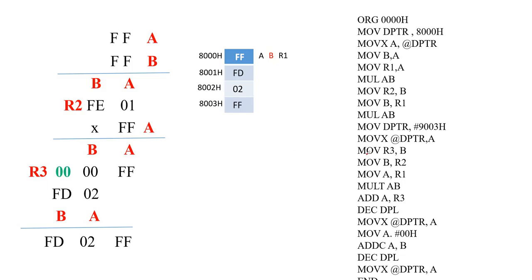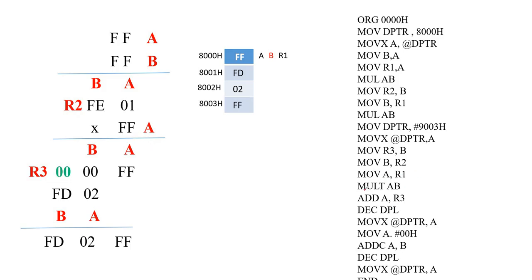So here we are using MOV R3, B. Okay, then we will move the contents of register R2 to B. That is, we want to move FE to B register. So for that we are using the instruction MOV B, R2. Okay, after that MOV A, R1. Okay, so A is having FF, we'll move it to R1. So now A is having FF and B is having FE. We will multiply these two.